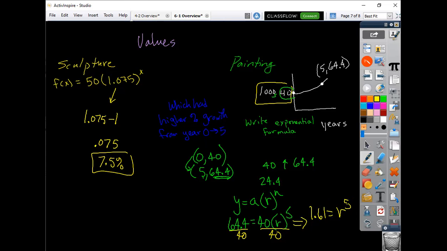And how do I get rid of the 5th power? I will use my properties of exponents. You could do a 5th root, but I'm going to remind you that if you do powers to powers, we want an r to the 1st. 5 times 1/5 would be 1. So if I raise both sides here to the 1/5 power, that's going to give me my r. So I grab my calculator and I just put in the 1.61 to the power of, in my exponent, 1 divided by 5, and get a 1.0999.